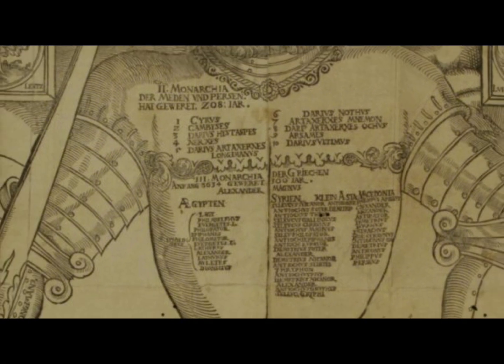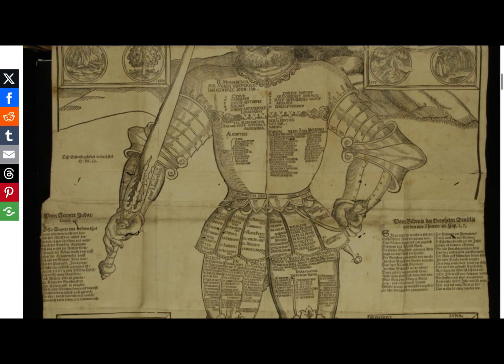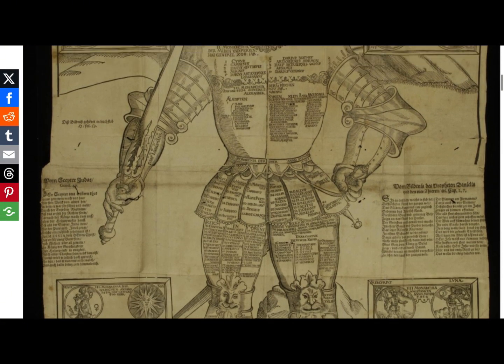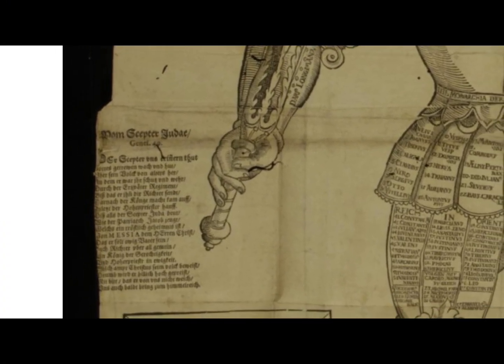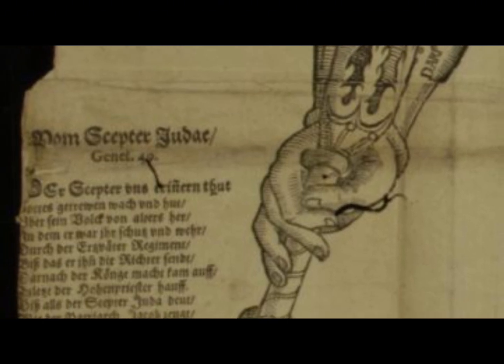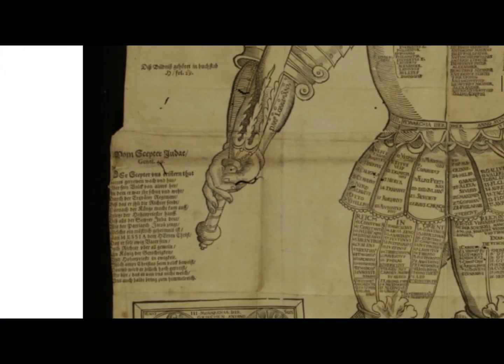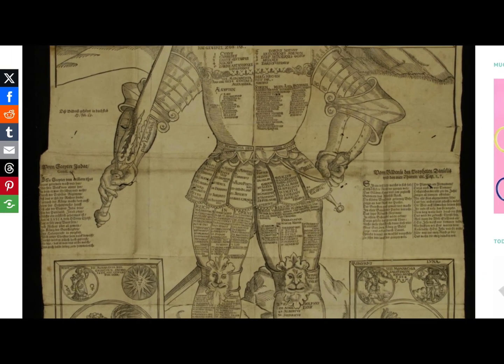So I just want to pause for a moment and look at these armor plates that you see here. Let me look down here, and this is very interesting because there are some depictions on the side. What does that say? Nom Septi Judaea. The scepter of Judah. Not sure if that's what it says. If someone knows what that means, please tell me in the comments. That would be really cool. So let's see.